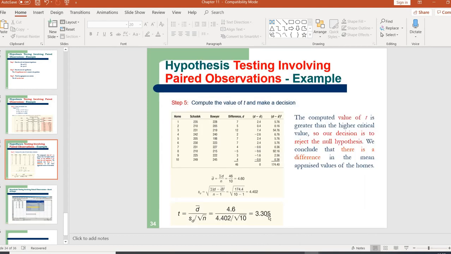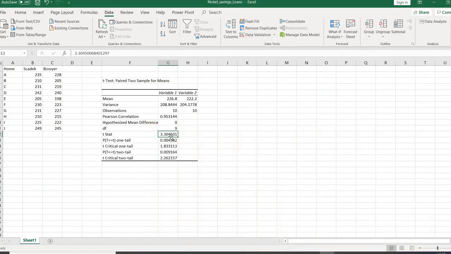Here's the t statistic, which is the same as what we calculated manually, 3.305. Rounded, it will reach 3.305. And then you have the critical value of 1.833. Okay, the one-tail critical value.